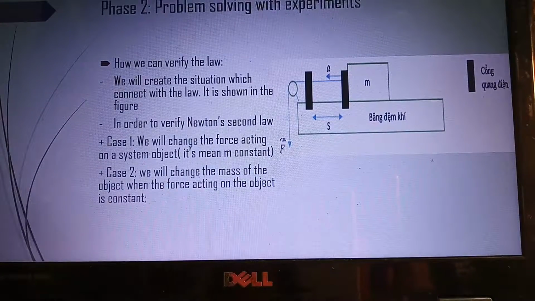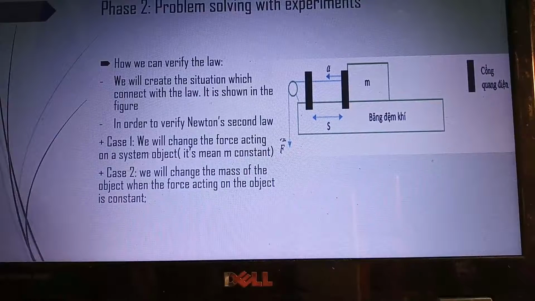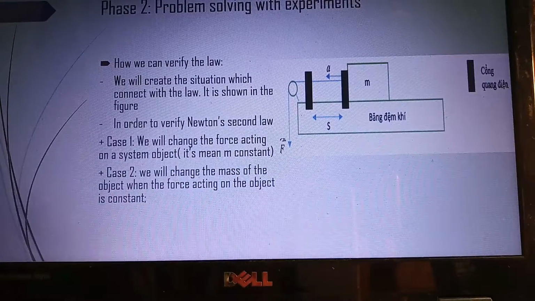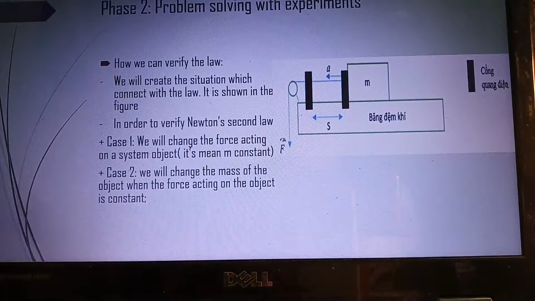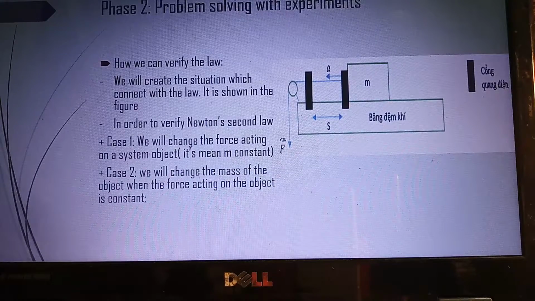In this phase, we will know how to verify Newton's second law by using experiments. First, we will create the situation which connects with the law. It is shown in the figure. As we can see in the figure, there are the track, the two photogates, and the mass M. I will introduce the experiment in more detail.